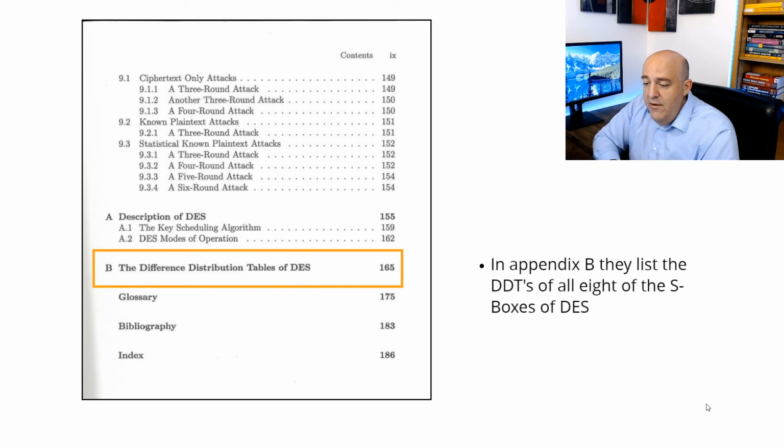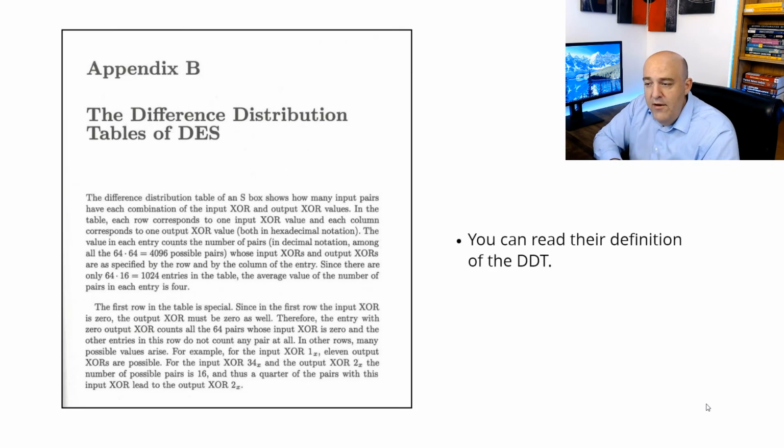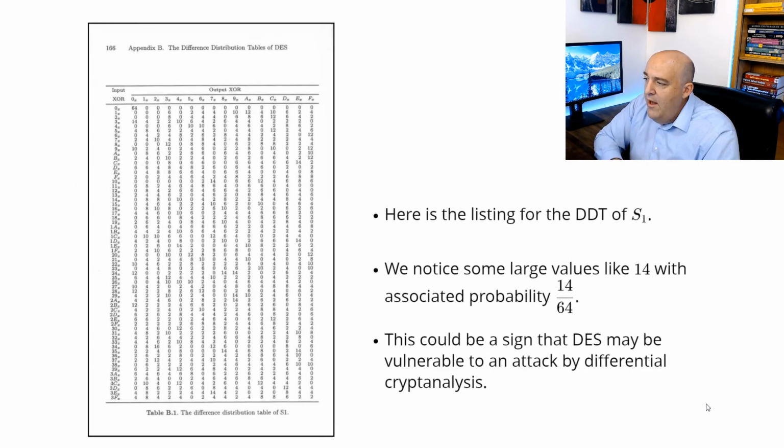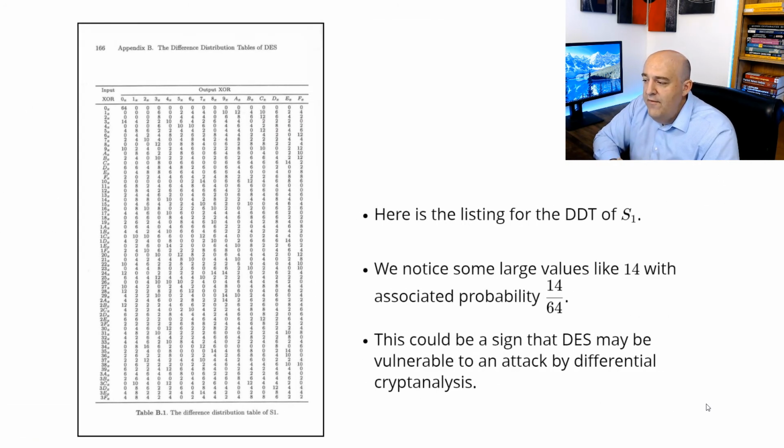And in Appendix B here, they define the difference distribution tables, which is what we're calling the differential distribution tables, same thing as the DDTs. And you can read their definition of what it is right here. It's the same as ours. And here's the first of 8 tables they provide. This is the DDT table for S1, for the Data Encryption Standard. And we're going to see how our code can reproduce this table.